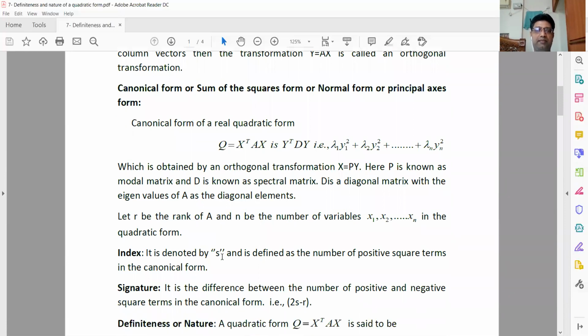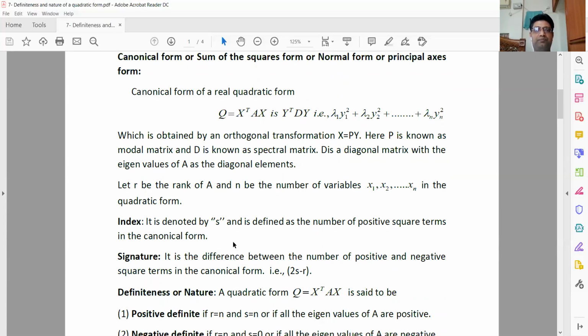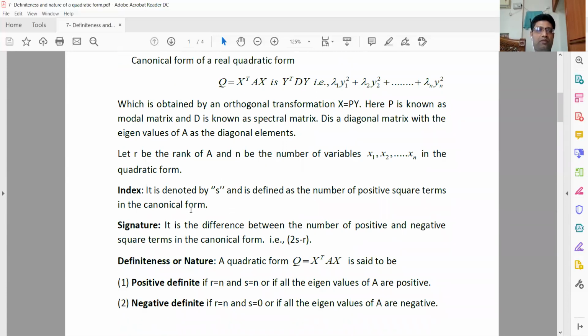Now the question that arises is, how will we decide the index, signature and nature, that is definiteness, of the given quadratic form? For that the procedure is like this. A we know already. Let r be the rank of A and n be the number of variables x1, x2 and so on xn in the quadratic form. These are the number of variables in the quadratic form, and small r is the rank of A.